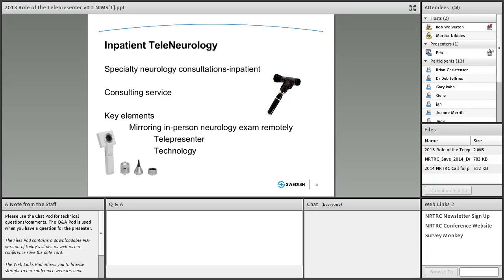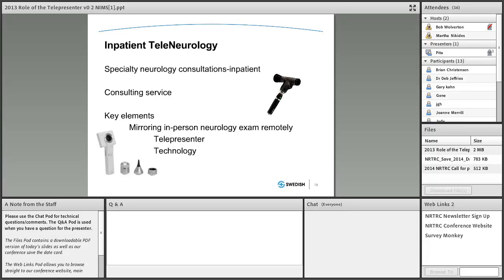So I wanted to actually do a deep dive on two of our most robust programs, and the very first one that we rolled out in 2011 was teleneurology. It's a consulting service only, and we made it so that it mirrored the in-person neurology exam. So we needed to be able to train to the technology as well as to those key exam components.